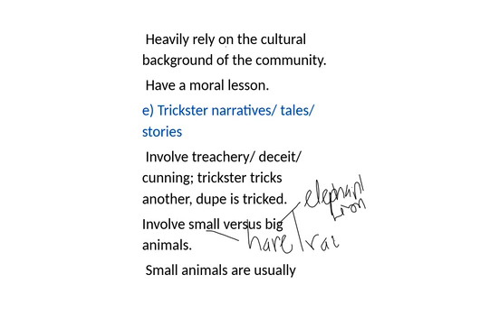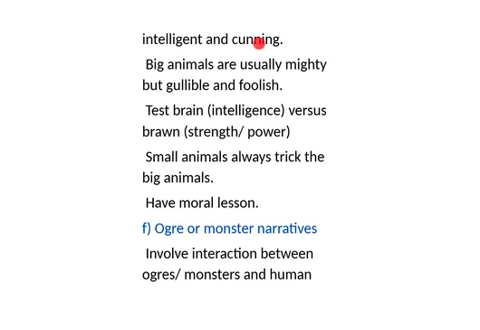In these narratives, small animals are usually intelligent and cunning. Take for instance, if we take a rabbit, it is usually intelligent and it is cunning. Big animals like the elephant are usually mighty, but they are gullible and foolish. They are used to test brain intelligence versus brawn, which is strength or power. Small animals always trick big animals, and they usually have moral lesson.